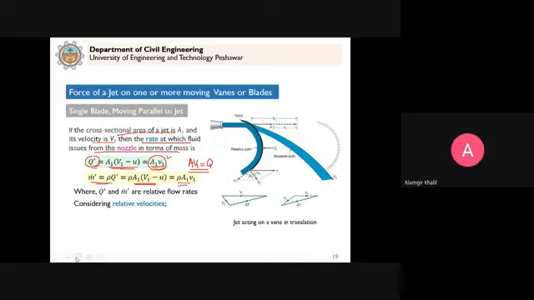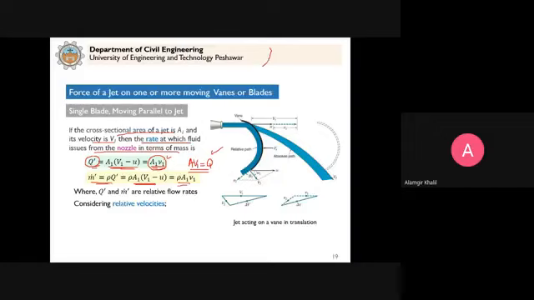Okay, so now considering the relative velocity, now we consider the discharge. The discharge hitting a moving vane will be less than if the vane is stationary. If the vane is stationary, it will hit with this discharge. But if the vane is moving, it will hit with a discharge less than this. How much? V1 minus u. Why? I will give you the reason.